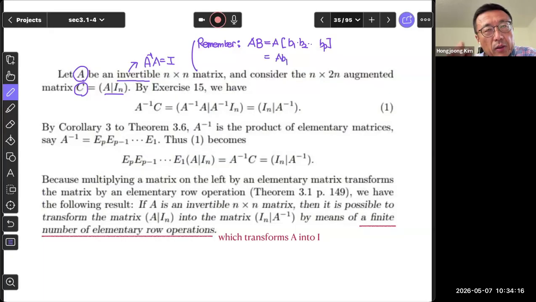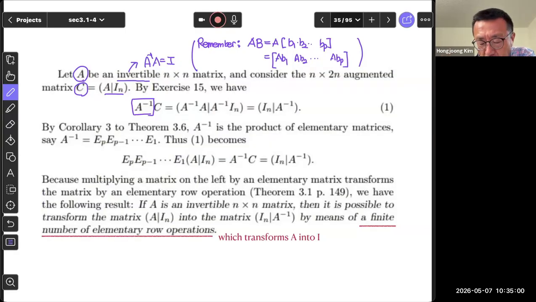So A times B1 will form the first column of the product, A times B2 will form the second column of this product, and eventually A times B sub P will define the pth column of this product. If you remember this, then when I multiply the A inverse matrix to this augmented matrix C, A inverse will be multiplied to each column in the augmented matrix C.